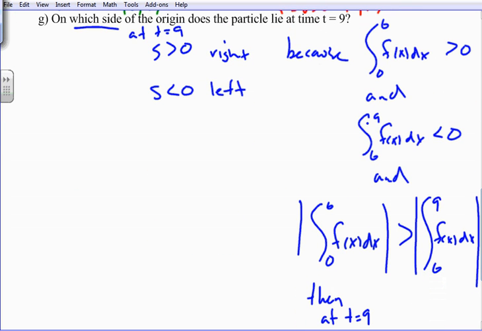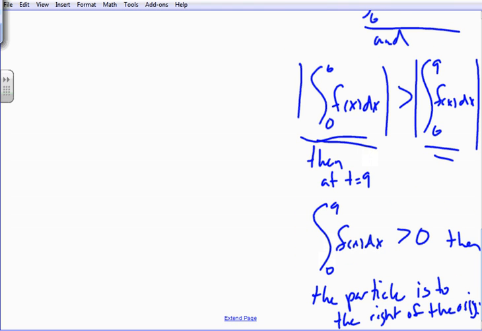So here's a little bit of a synopsis on doing this. What we had to figure out was where we have positive area and where we have negative area or displacement. Then we figured out which total area is larger, and we realized that the positive area is bigger than the negative area. So when you add them together with this integral, it has to be positive, and that's why the particle is to the right of the origin.